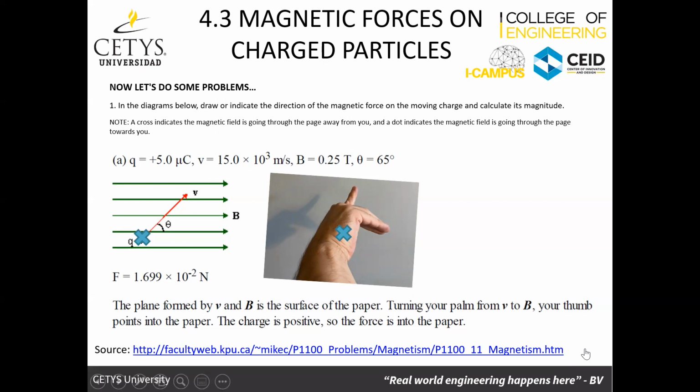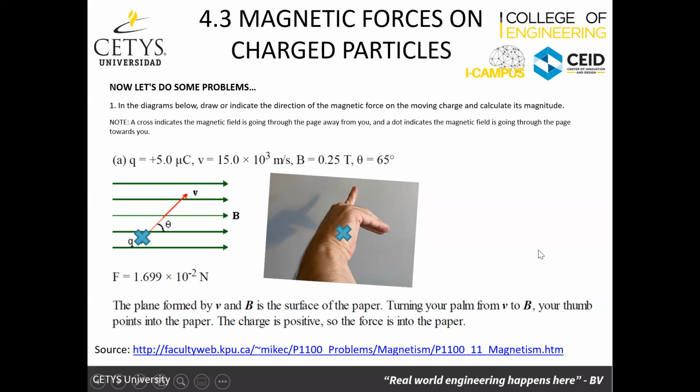Before we do that, is it clear how we calculated that? The X represents the thumb. The thumb is going inside, so the force is going that way. It's going inside the page. Okay. So inside the page, you can remember that they're telling us that the charge is positive. So the force is going to go in the direction of where my thumb is going. Now, what magnitude is that force going to have?